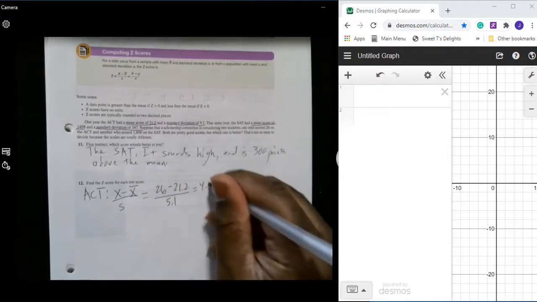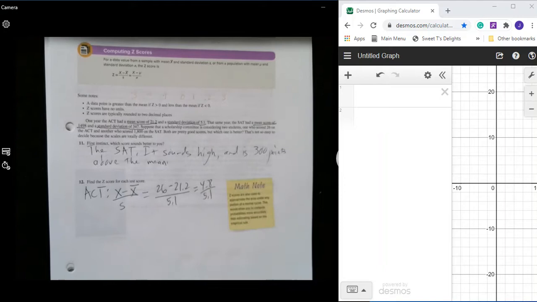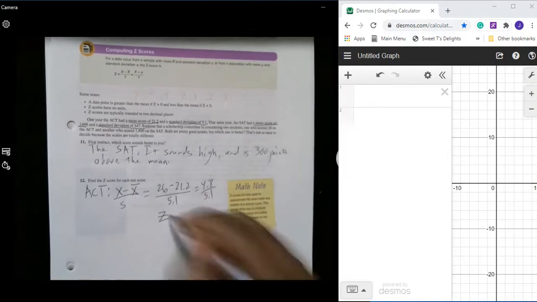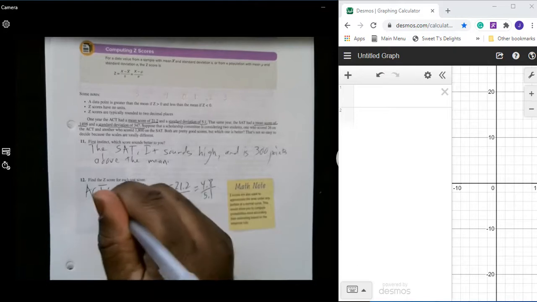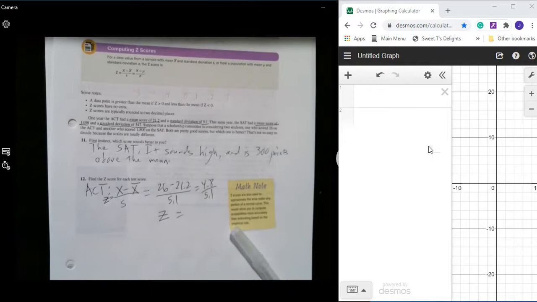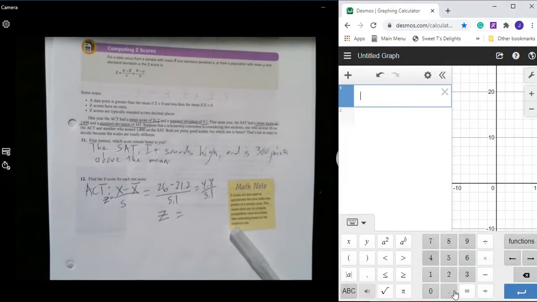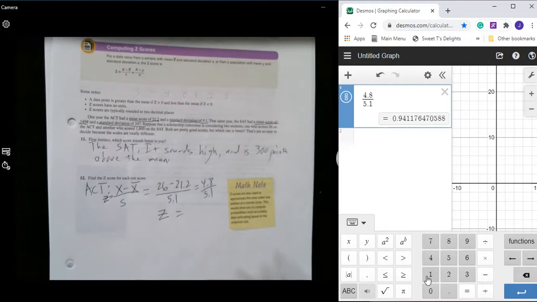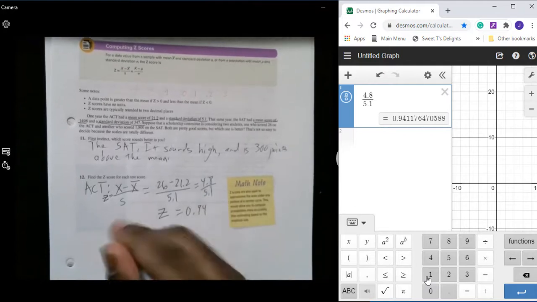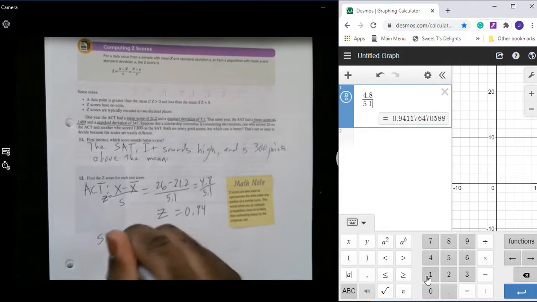So this will give us 4.8 over 5.1. And then after we divide this out, now this is our z-score. I should have put z is equal to this. So we could put this in our calculator. We will have 4.8 divided by 5.1. So we'll round it to 2 decimal places. It'll be 0.94.